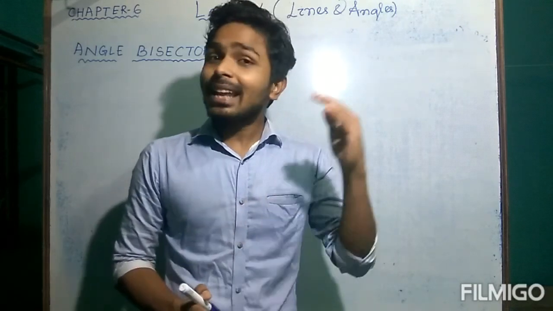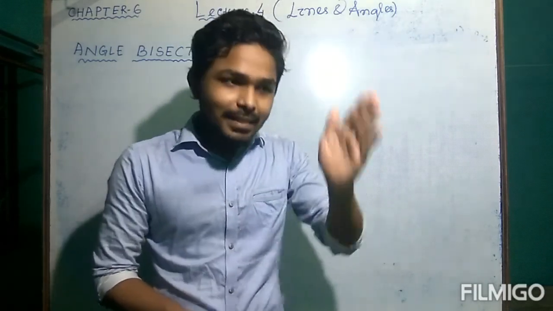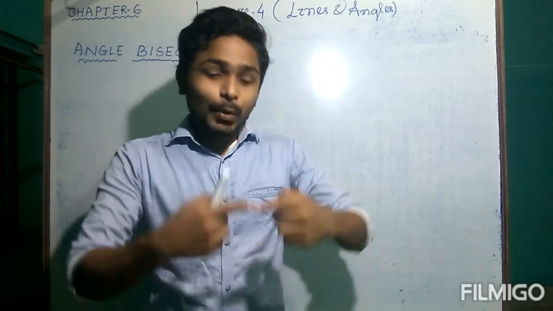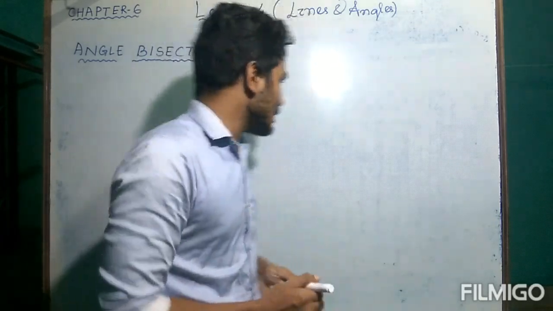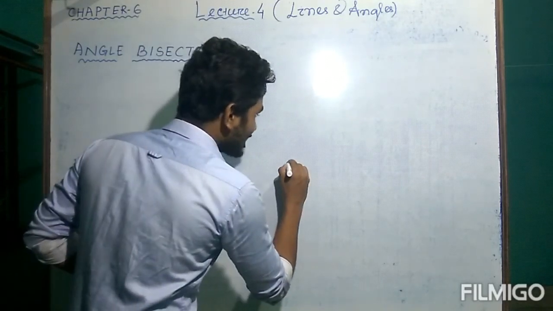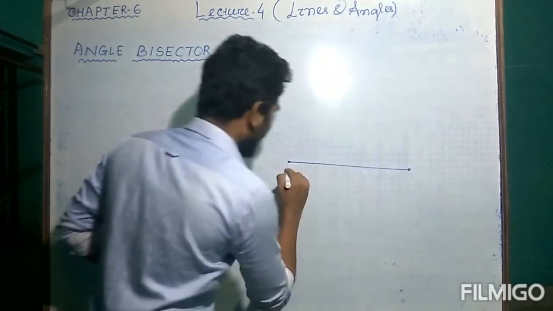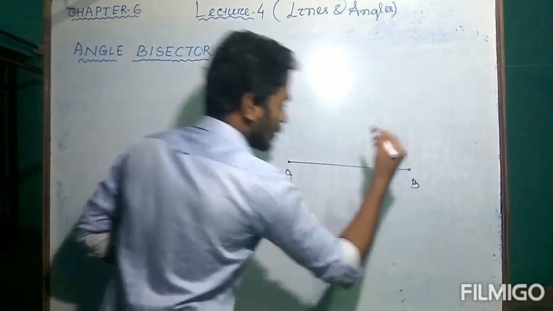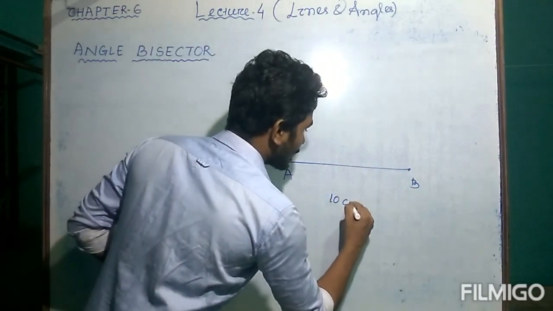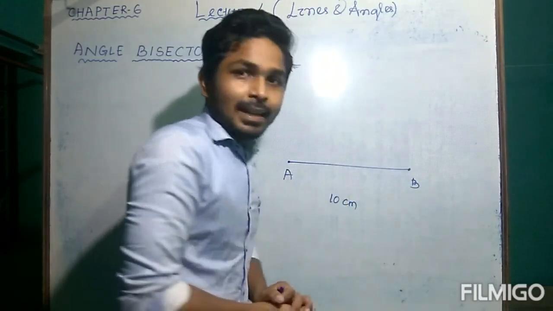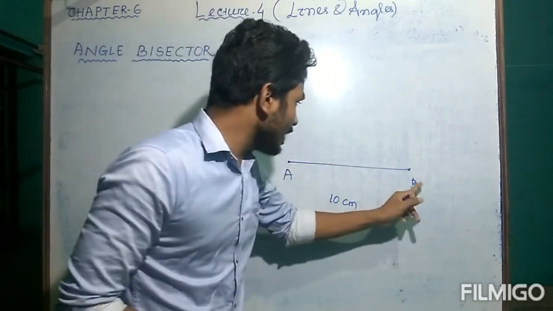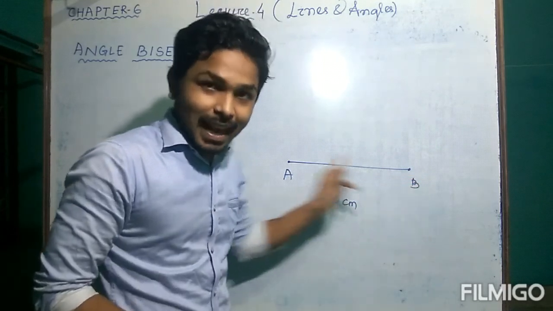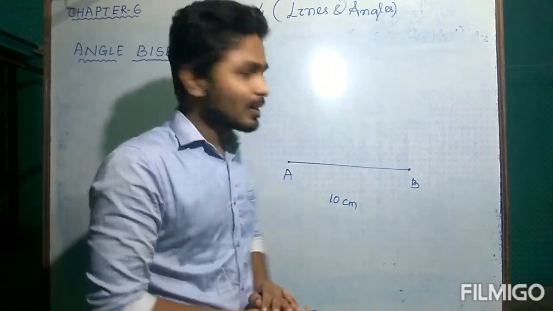As we know, what is a line bisector? A line bisector is a line which cuts a line segment into two equal halves. How? Let's see. Suppose it is a line segment AB of 10 centimeter. Okay, it is a line segment. Then what is a line bisector? A line bisector is a line which divides this line into two equal halves.